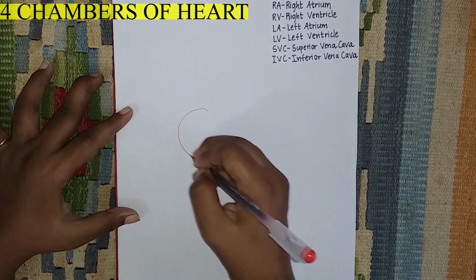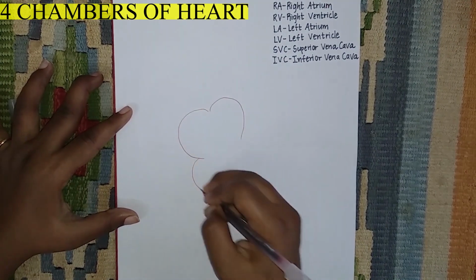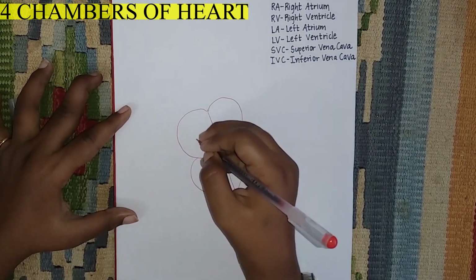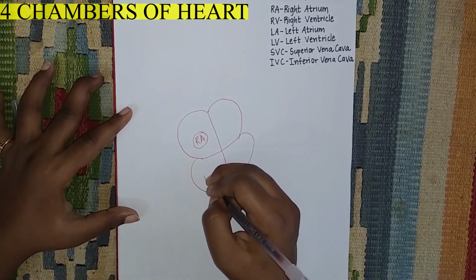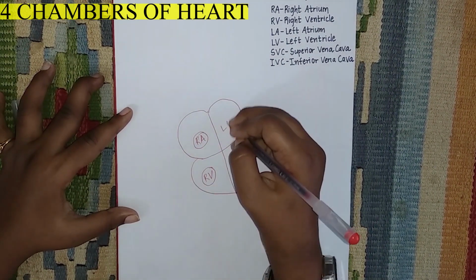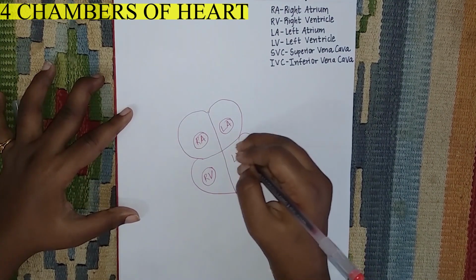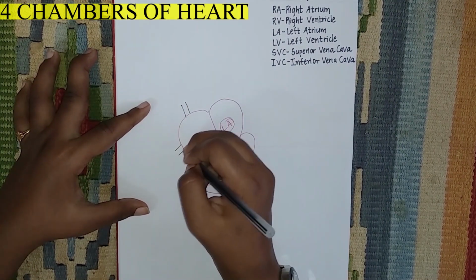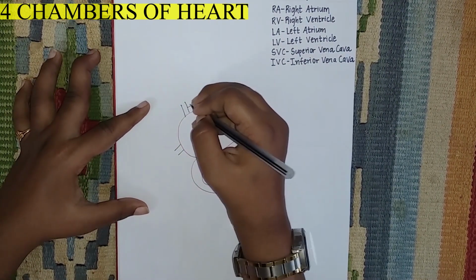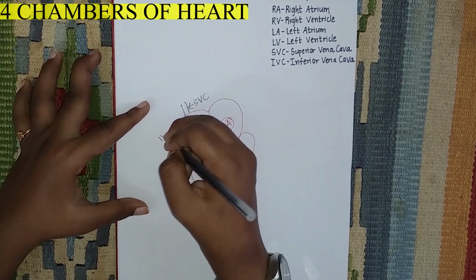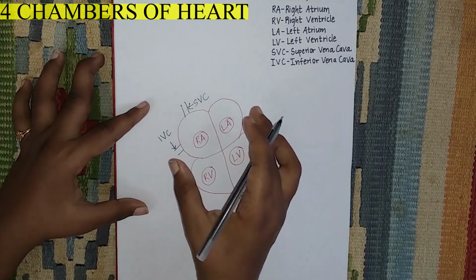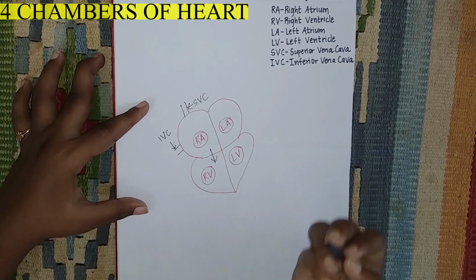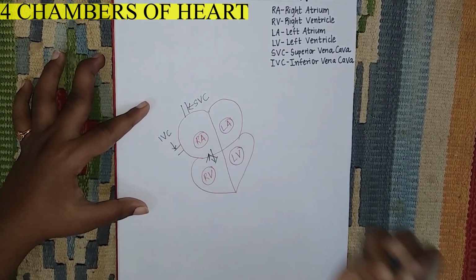4 chambers of the heart. The human heart is divided into 4 chambers, namely right atrium, right ventricle, left atrium and left ventricle. The right atrium receives deoxygenated blood from all parts of the body through the superior vena cava and inferior vena cava. During the process of atrial contraction, the blood from the right atrium moves into the right ventricle. Here we have the tricuspid valve.